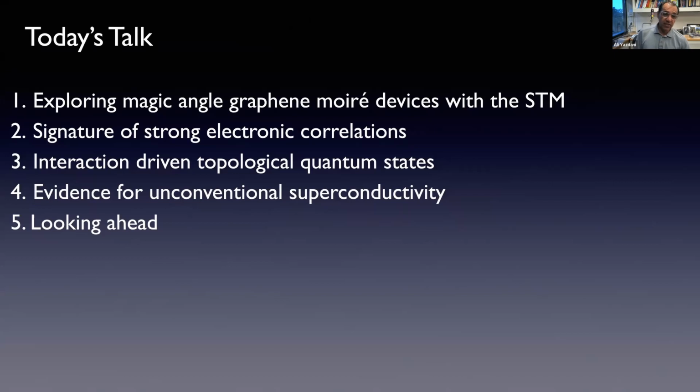Okay, so that's a way of my introduction. Let me tell you what the plan is for my talk. I'm going to tell you how we use this STM, which you are all experts on, to explore the properties of magic angle graphene. And I'm going to show you how the signature of strong interaction shows up in STM spectroscopy. And I'm going to show you some really surprising things that we've been able to do with the STM, actually using the STM to detect topological phases with quantized Hall numbers, and also spend some time talking about the nature of superconductivity in this material, and then looking ahead to what we are working on right now.